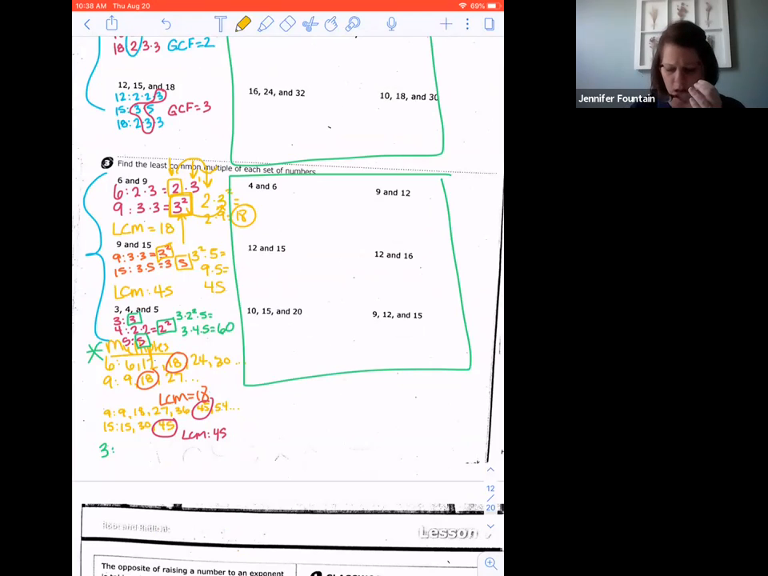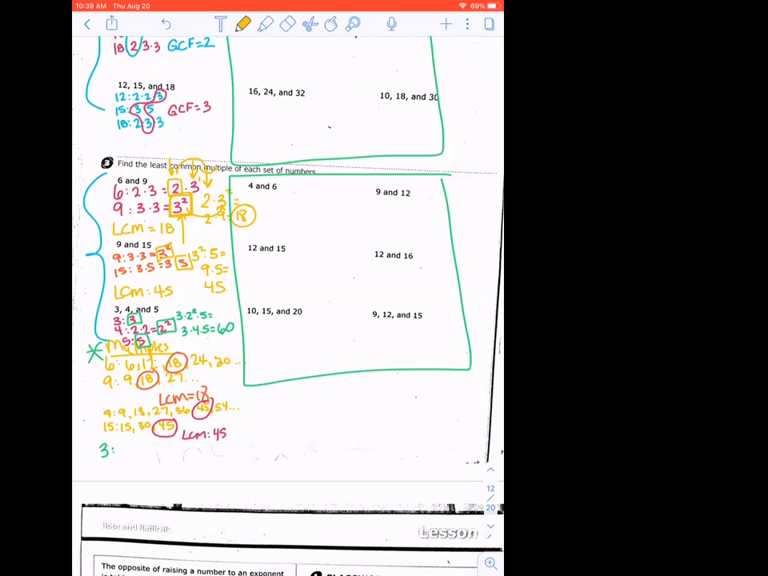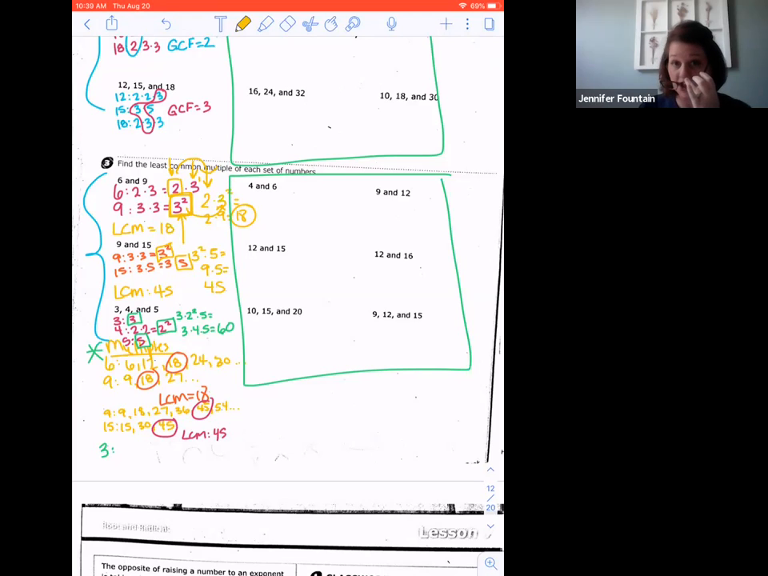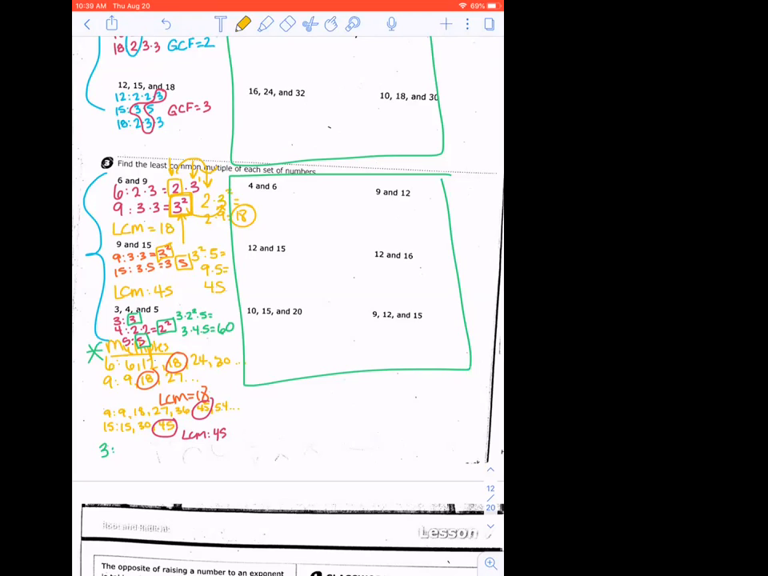All right, right-hand column. Least common multiple of 9 and 12 is 36. Least common multiple of 12 and 16 is 48. Least common multiple of 9, 12, and 15 is 180. Any questions on any of those? Can you repeat the first one? The first one, the least common multiple of 9 and 12? It's 36. Okay, thank you. Everybody good?